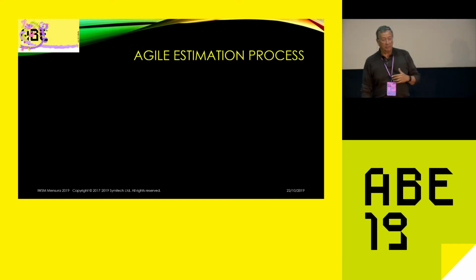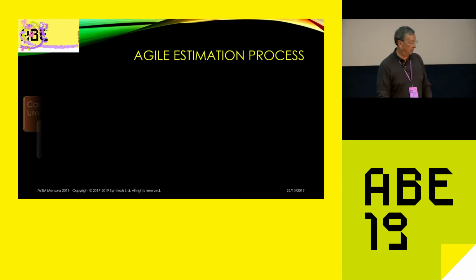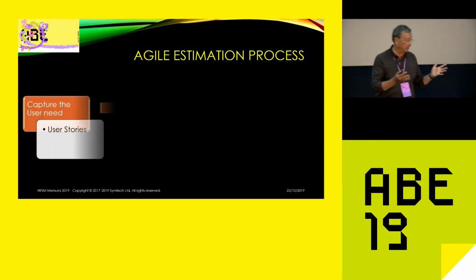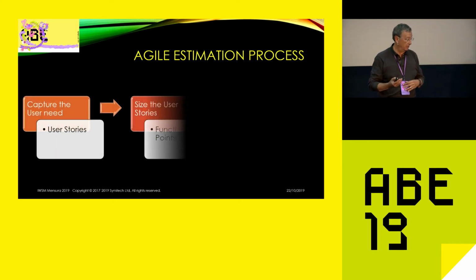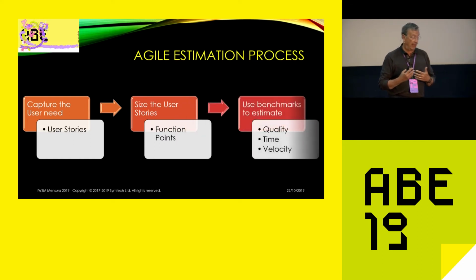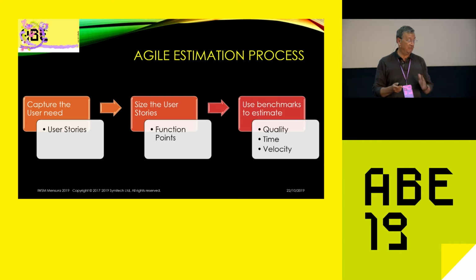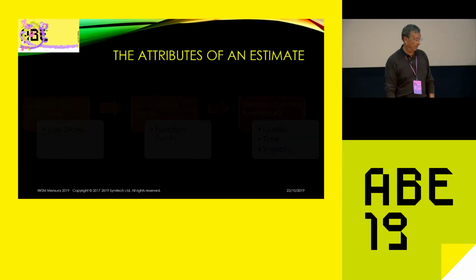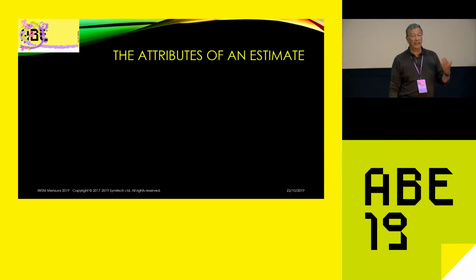The agile estimation process is simple. We start off with capturing the user need in user stories. We're going to size those user stories as function points, and then use benchmarks to make estimates. Keep it simple. The attributes of the estimate, though, are key and crucial.